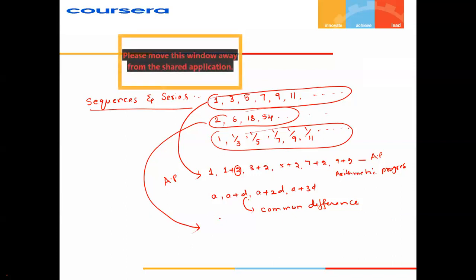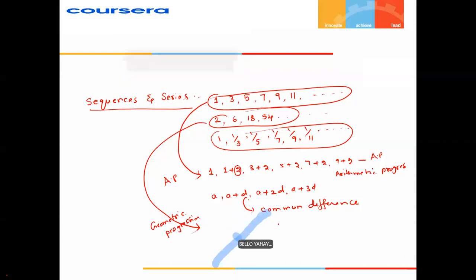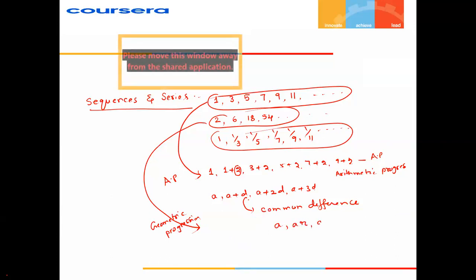The second one is multiplication, right? 2 into 3. That constant should be constant, not a different multiplication. The 3 is common. 2 into 3 is 6, 6 into 3 is 18, 18 into 3 is 54. That is what we call a geometric progression, where we have A, AR, AR square, and so on. This is the general geometric progression, where A is the first term and R is called the common ratio.